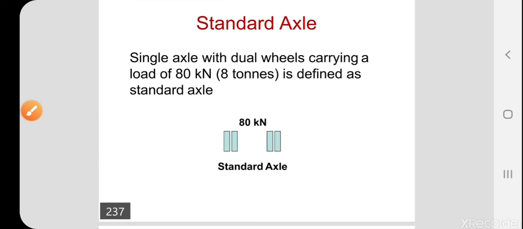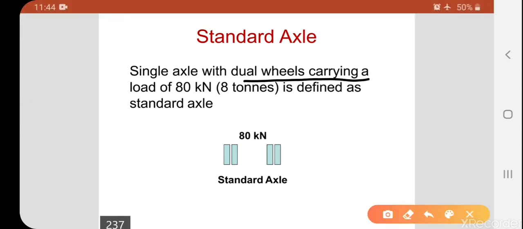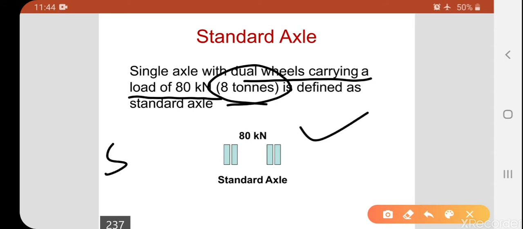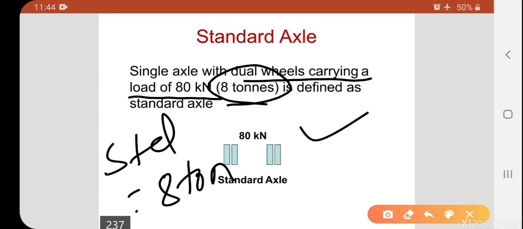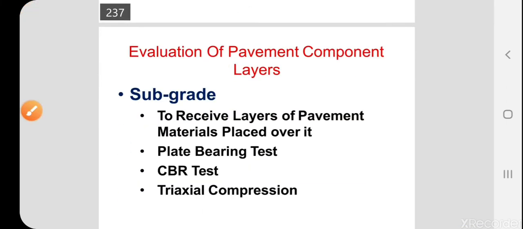Standard axle. A single axle with dual wheels carrying a load of around 80 kilonewton, or 8 tons, is defined as a standard axle. So we are taking the standard axle as 8 tons or 80 kilonewton.